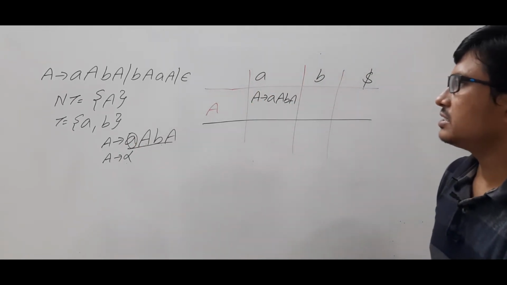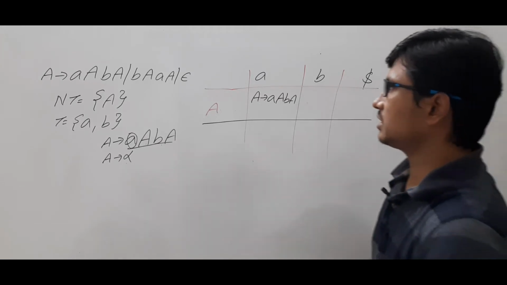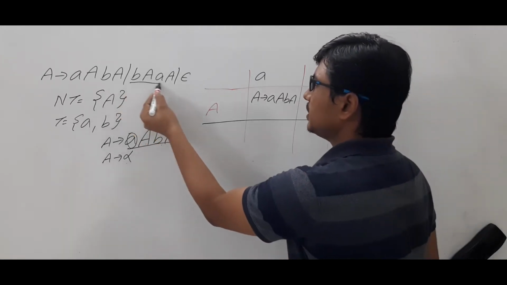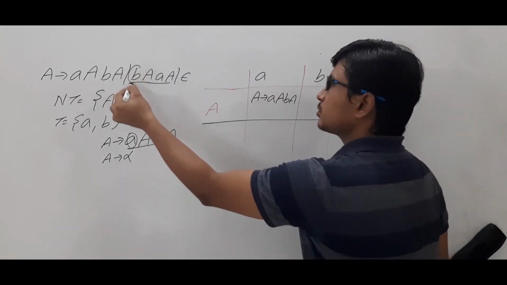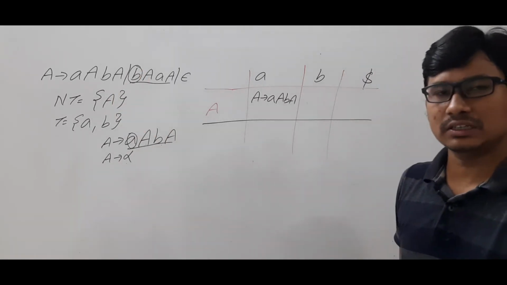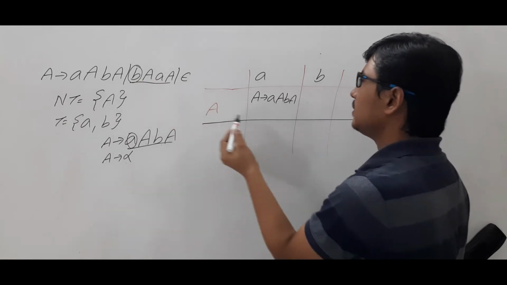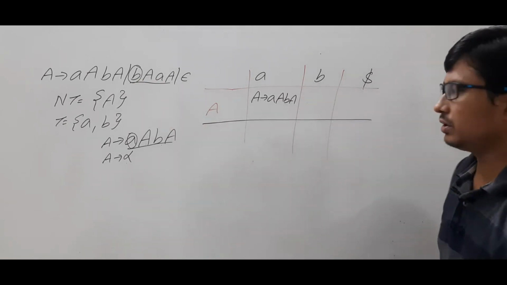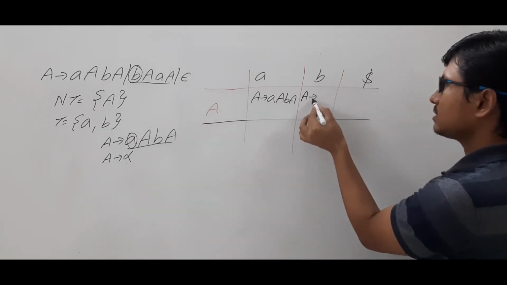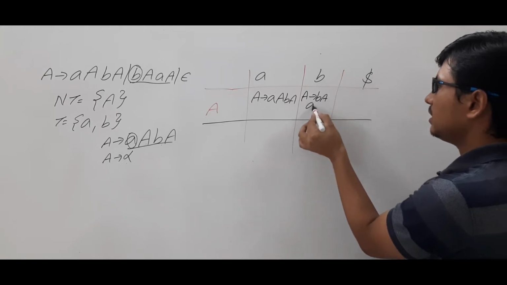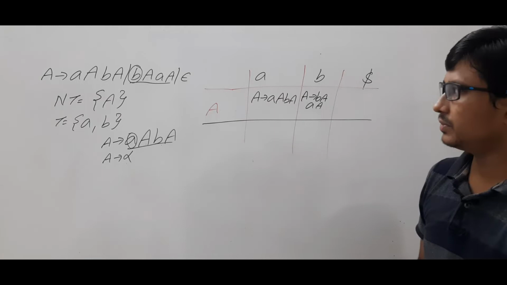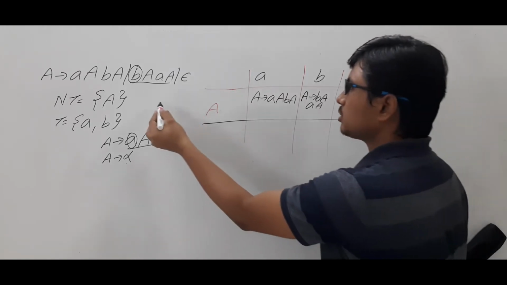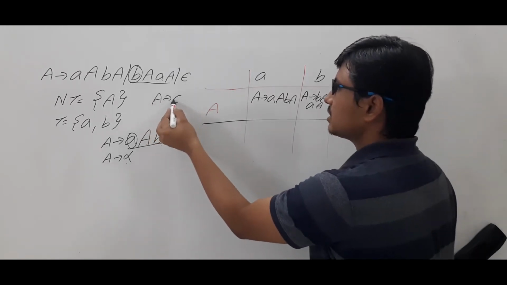Is it clear? Similarly, if you look at this production, A determines small b, capital A, small a, capital A. So where should I keep it? In the first of small b, where small b is a terminal, so I need to keep it in the b column. Okay, so A determines b A a A should be kept in the A row and b column. Is it clear? Now we have the next production, A determines epsilon.